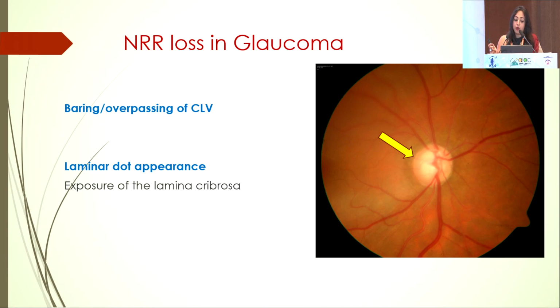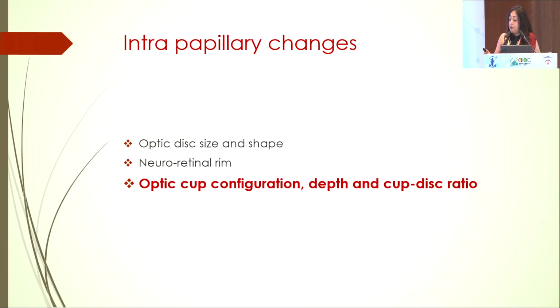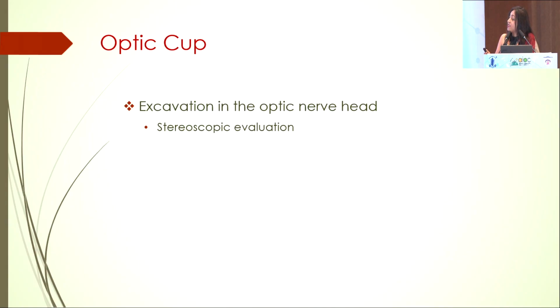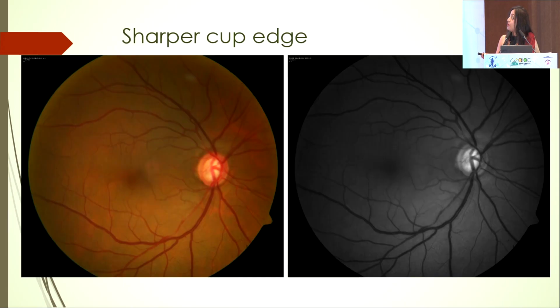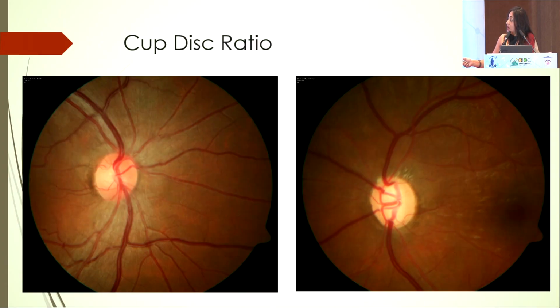So we may have overpassing of circumlinear vessel. There may be lamina dot sign, which is nothing but exposure of lamina cribrosa seen here. Coming to the cup configuration and the CD ratio. Cup is nothing but excavation in the optic nerve head, and it can be delineated by a sharper edge, a vessel bend. Again, CD ratio, we have already discussed about it.